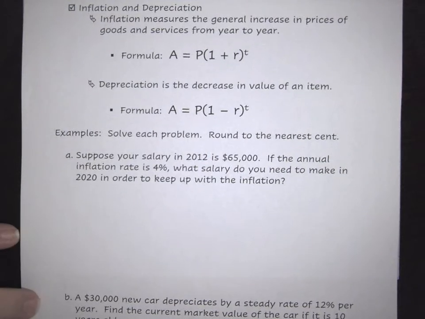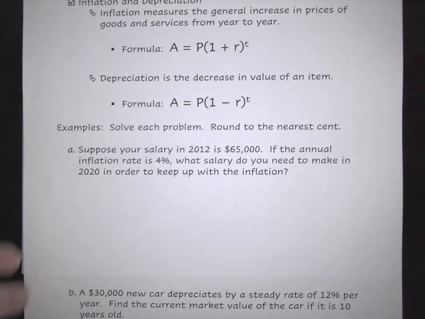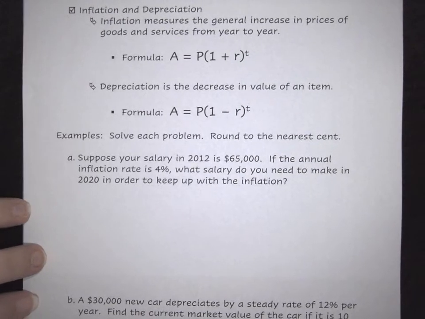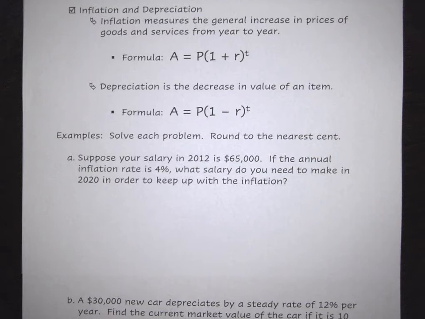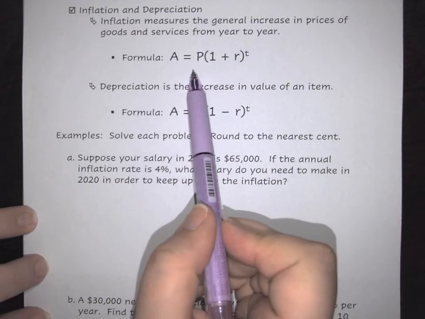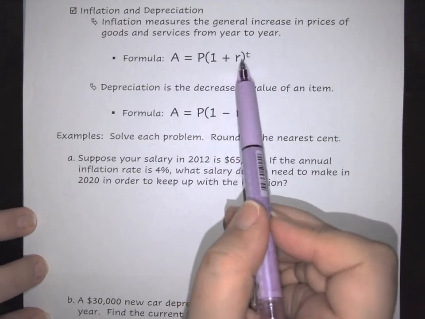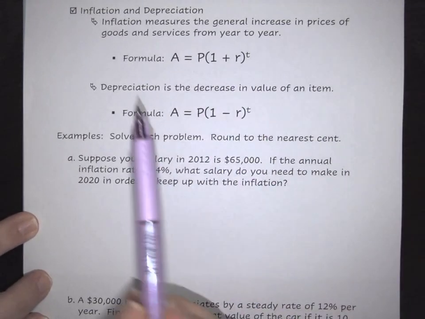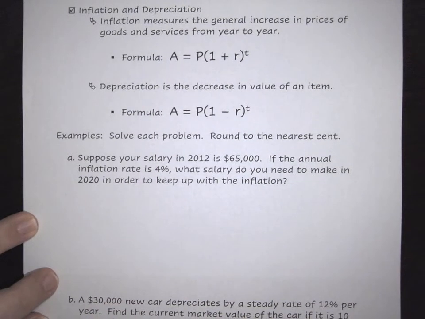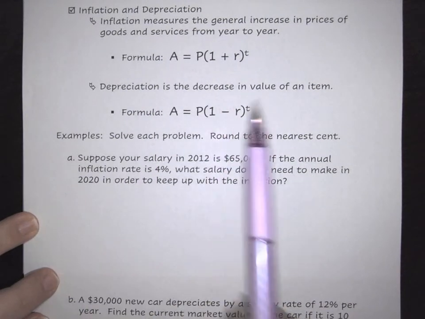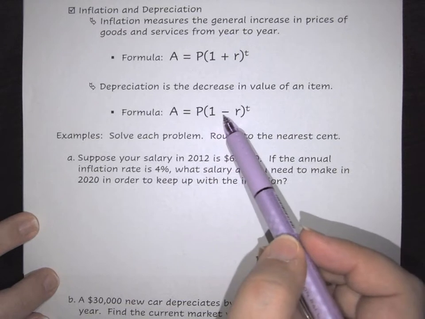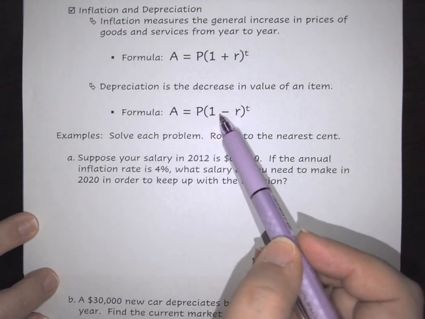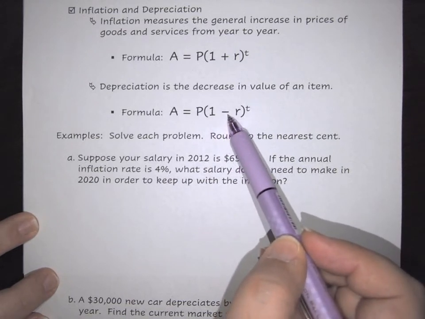In this video, we are going to look at the difference between inflation and depreciation. So inflation talks about increasing in prices or increasing in value. If you notice, its formula is very similar to the compound interest formula, only we don't have the compounding component with it. Depreciation is your decrease in value. Again, notice it is very similar, only here we are subtracting. So depreciation means going down, so we subtract.